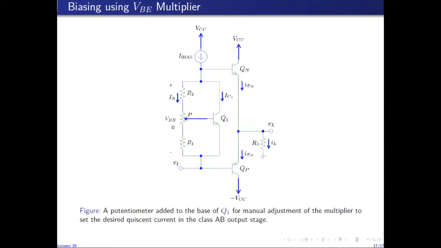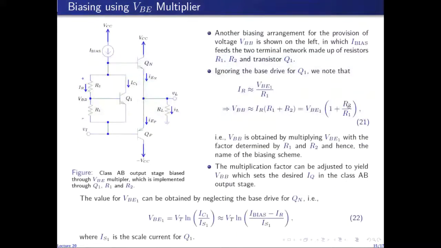Finally, this is a variation on the biasing scheme using the VBE multiplier, in which we have connected the base terminal of Q1 with a potentiometer. So the total resistance here in the upper branch is R2 plus some fraction of this potentiometer, and the resistance here in the lower branch is R1 plus some portion of the potentiometer. So by changing the value of this potentiometer, we can change this ratio of R2 over R1. So this gives us manual control on this ratio of R2 over R1.